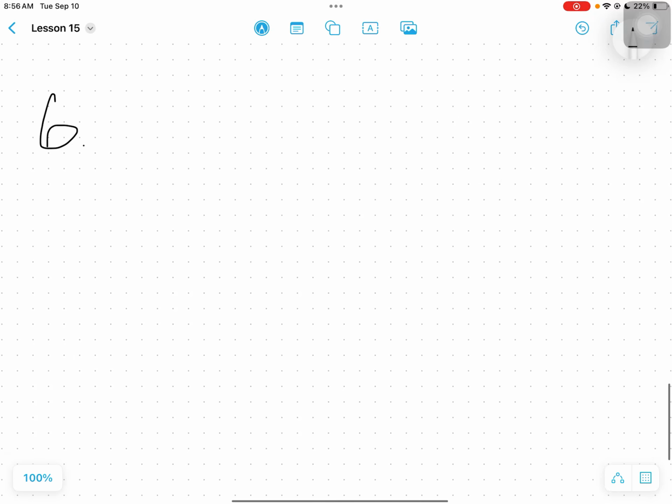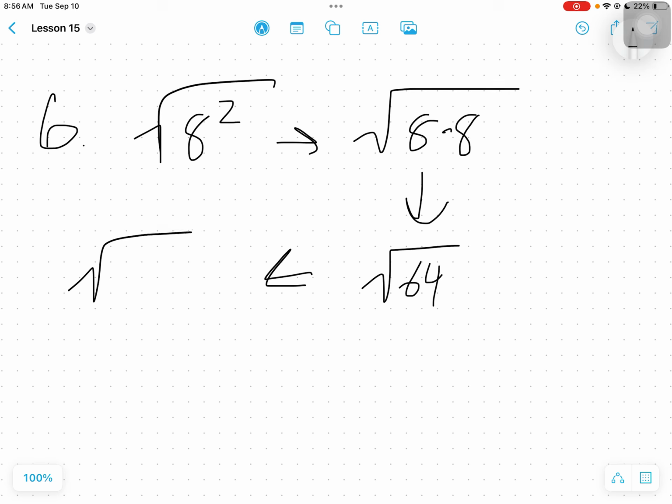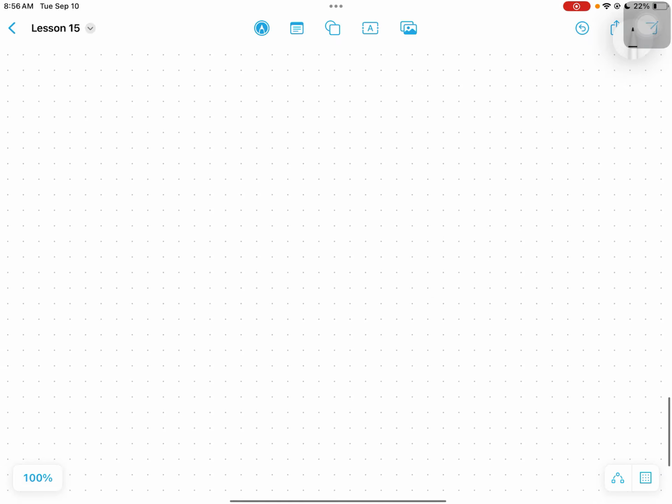Number 6, you have the square root of 8 squared. If we expand, simplify inside the root, we have 8 times 8, which gives us 64. So you can find the square root of 64. You could also see that because it's a square root, you just need one of the 2 partners to take one out.